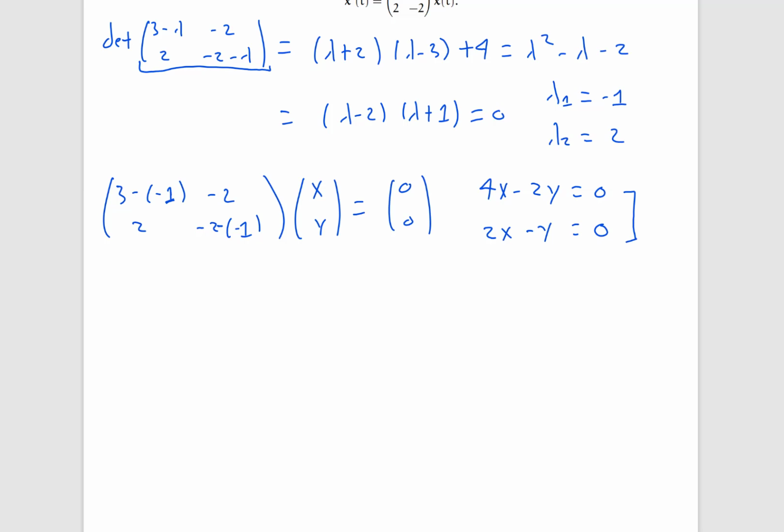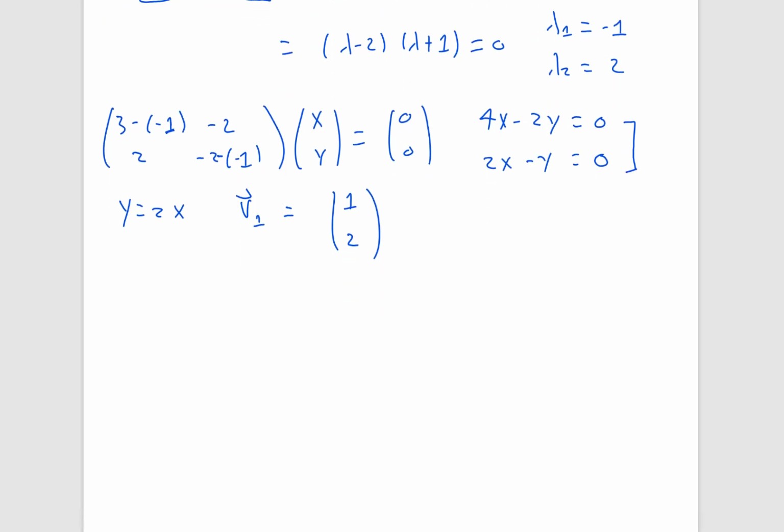So the bottom equation says y is equal to 2x, and so an eigenvector associated to the eigenvalue minus 1 is going to be any vector where the bottom entry is equal to 2 times the top entry, except for the 0 vector. So v1 is equal to 1, 2.